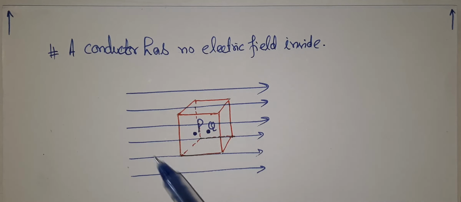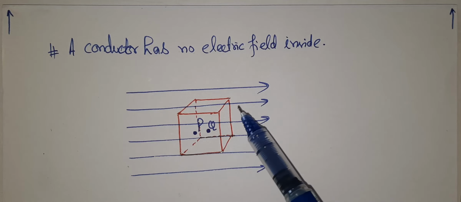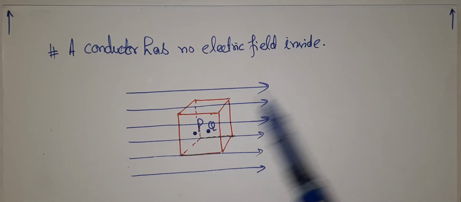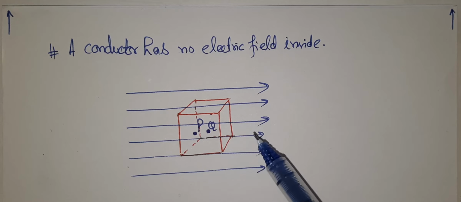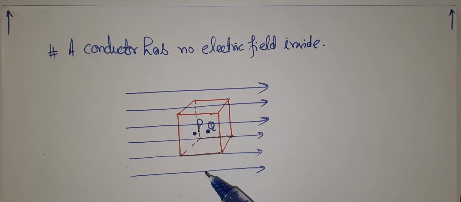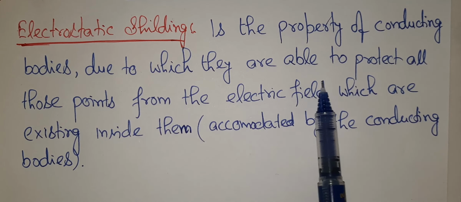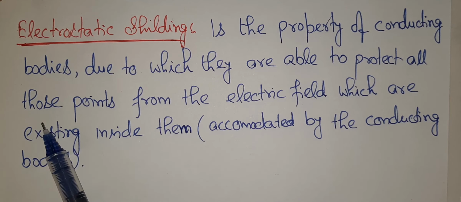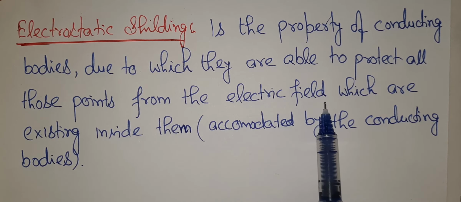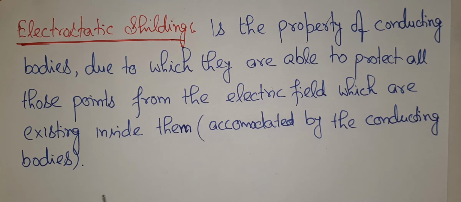तो this property of the conductor to protect all those points from the electric field, okay, in which those points are, okay, this property of the conductor is called as electrostatic shielding. Electrostatic shielding is the property of conducting bodies due to which they are able to protect all those points from the electric field which are existing inside them, accommodated by the conducting body.